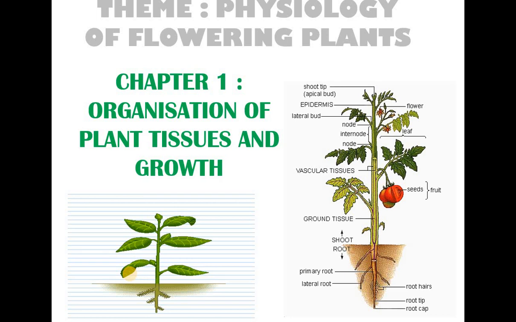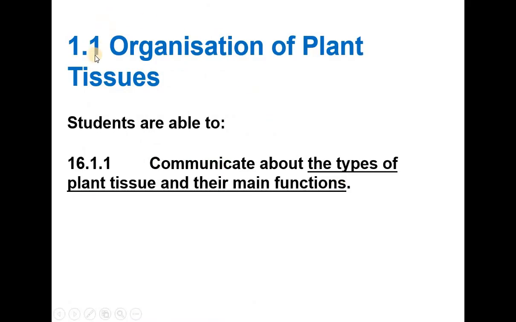How are you today? Okay, today we are going to cover chapter 1, Organization of Plant Tissues and Growth. In this topic, there are 3 subtopics, 1.1, 1.2 and 1.3. Today we are going to cover 1.1, Organization of Plant Tissues. The learning objective of this subtopic is to communicate about the types of plant tissues and their main function.